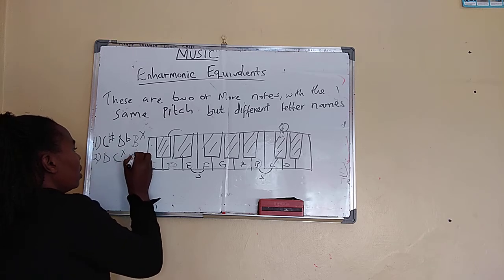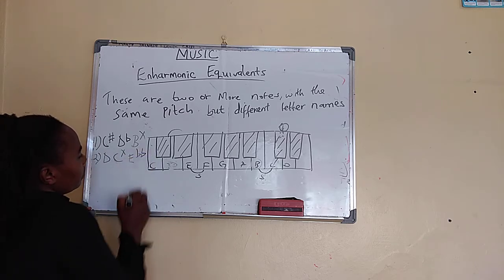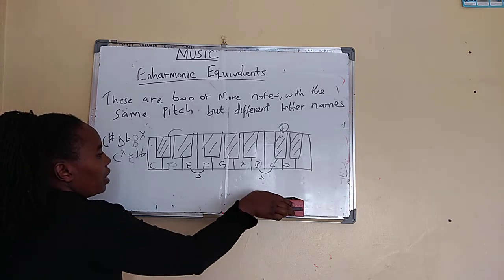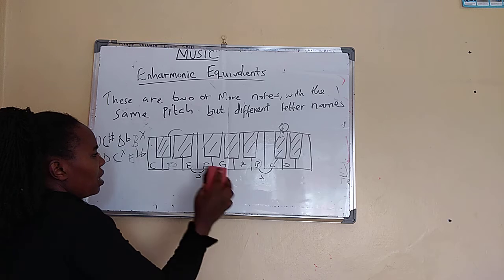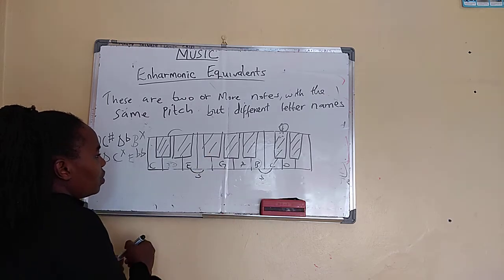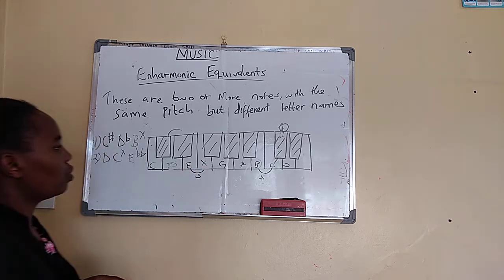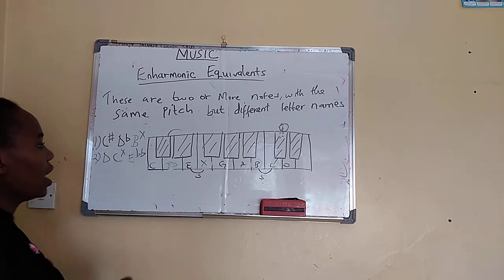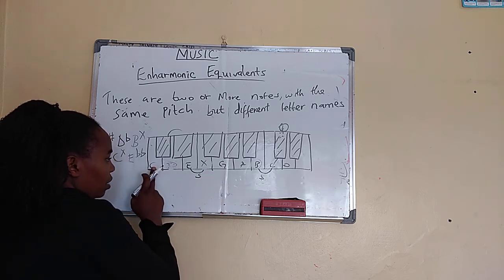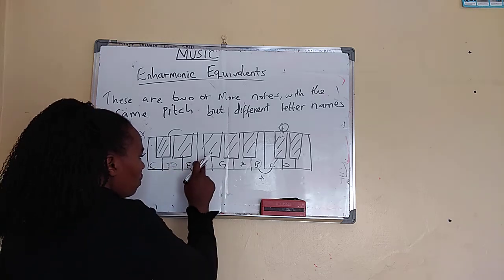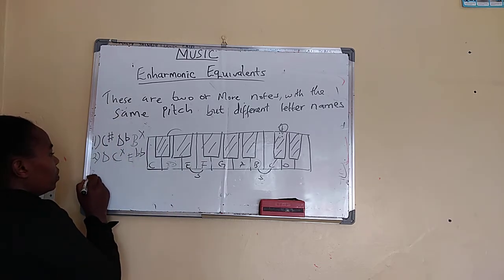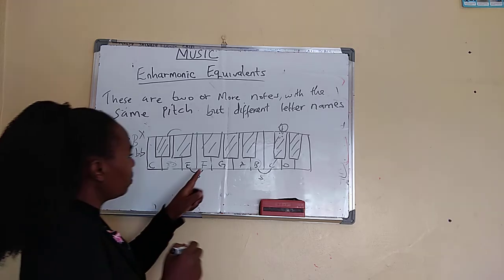So we have E double flat. Maybe I can pick another example here. Let me pick, for example, this note here. Once you have been told a note like this, because it is a white note, you just come here, you say C, D, E, F. So the first name here will be F.